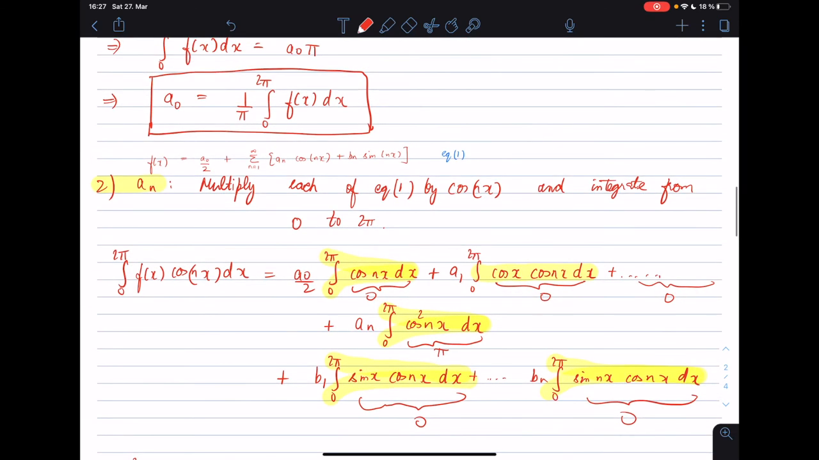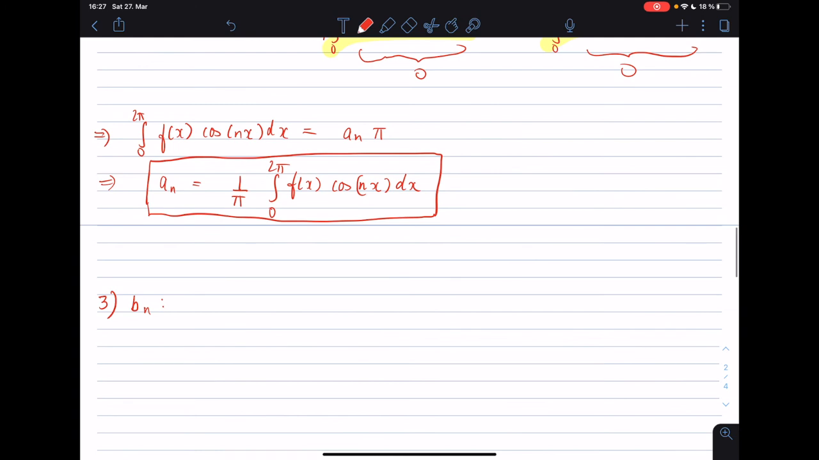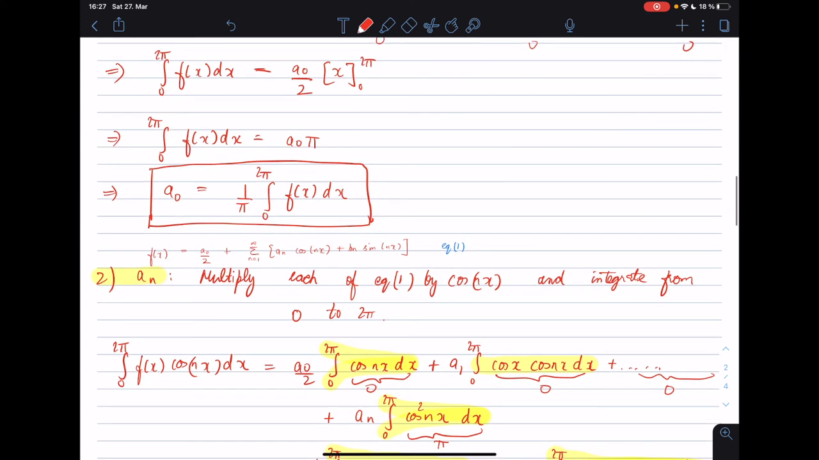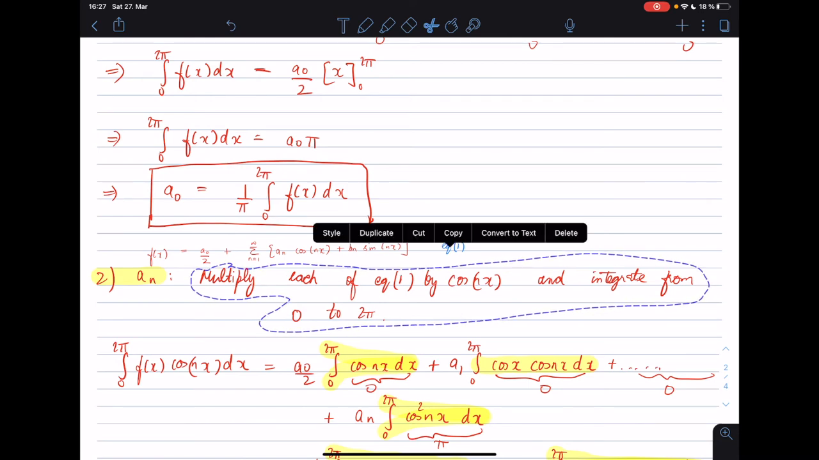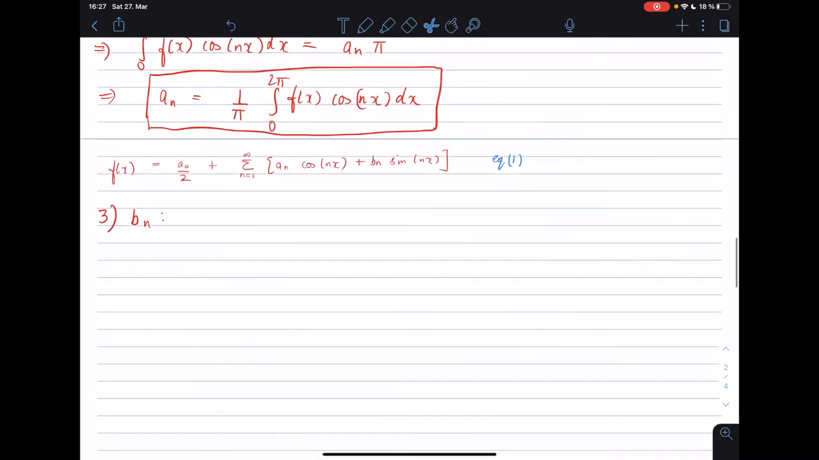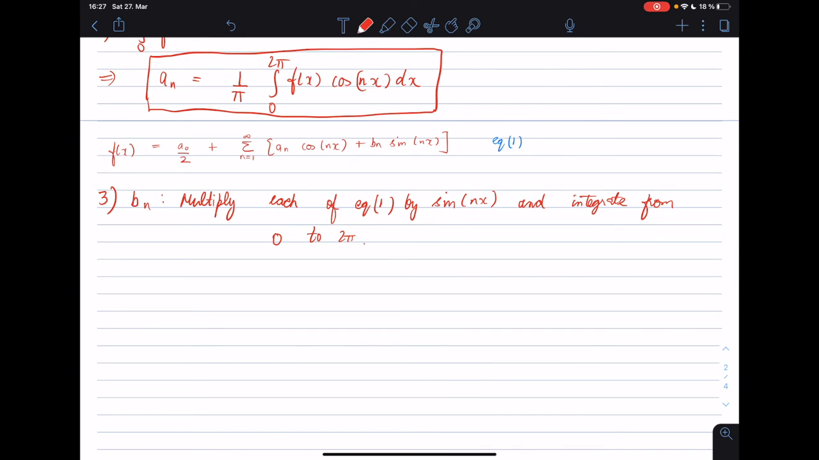And again, let me just go ahead and copy this equation, paste it over here. So this is the equation we'll be using, and this time what we'll be doing is we'll be multiplying both sides of our equation by sine nx rather than cosine of nx. So here we paste the statement that we had before, and we just replace this term cos nx by sine nx. So we will be multiplying our equation from both sides by sine nx and then just integrating from 0 to 2 pi. So the equation looks something like this.